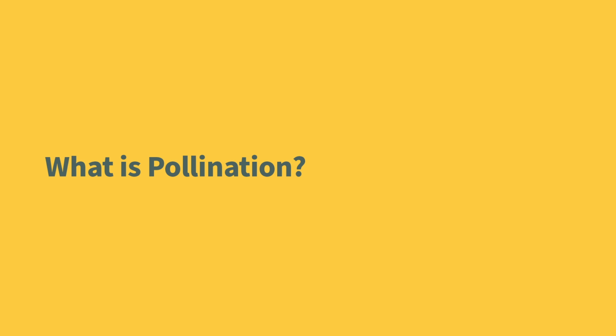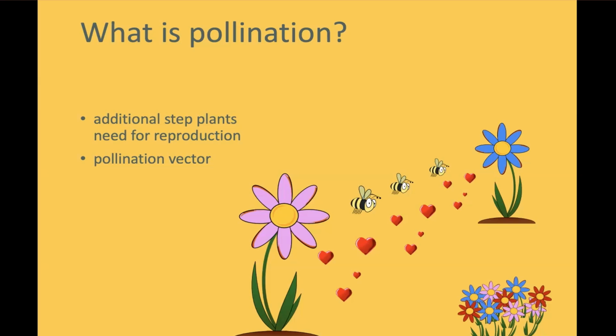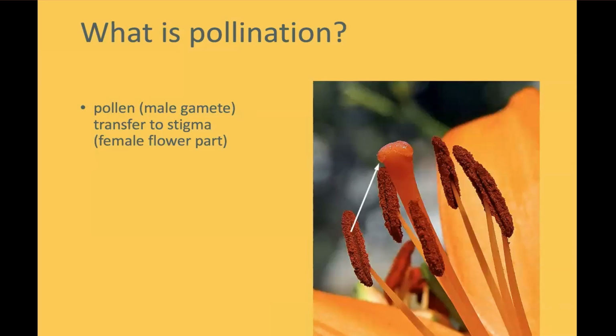So what is pollination? Unlike animals, plants need help to reproduce because they can't move around to find a mate. So they need a pollination vector, and in this case, it's insects. Those insects help with an additional step for the plants to reproduce. They'll land on the flower and get pollen on them. Then as they move around the flower, they will touch the stigma, which has a sugary substance on top. And when the pollen lands on that, it will germinate because of the sugary substances.